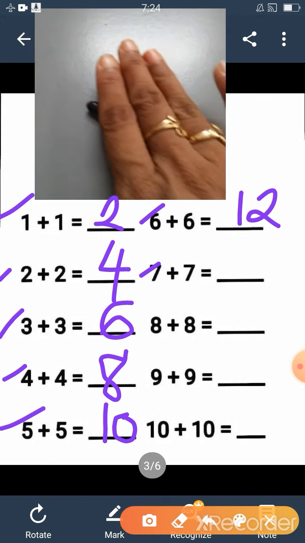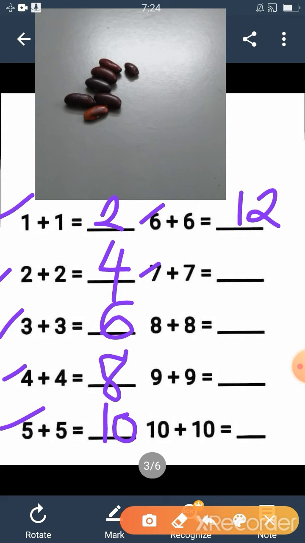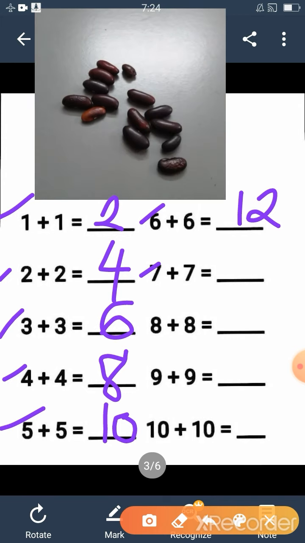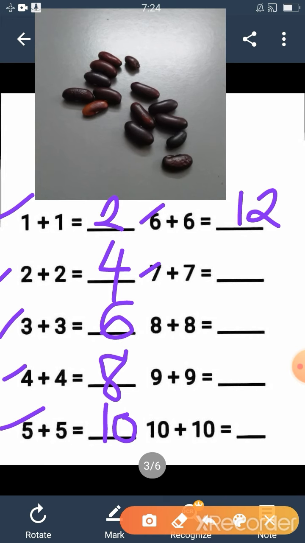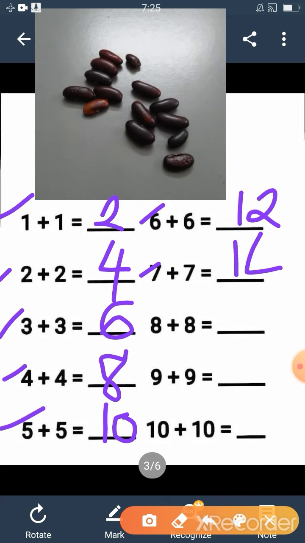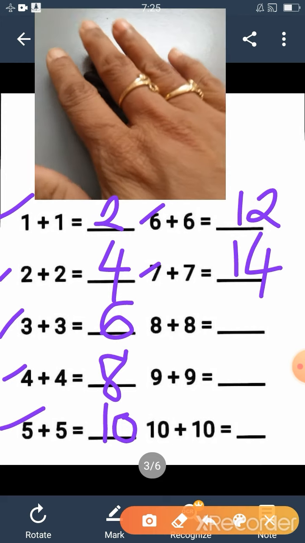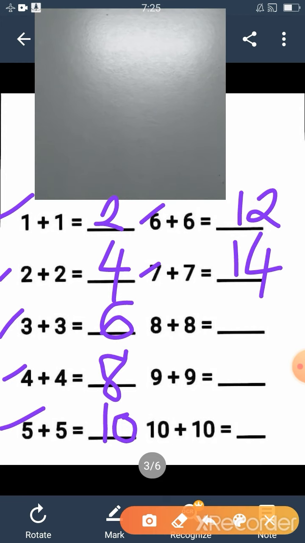So here I am taking 7 rajma seeds and I am putting in that 7 more rajma seeds. So total how many rajma seeds are there? Yes, if you count, you can see there are 14 rajma seeds. So 7 plus 7 makes 14.